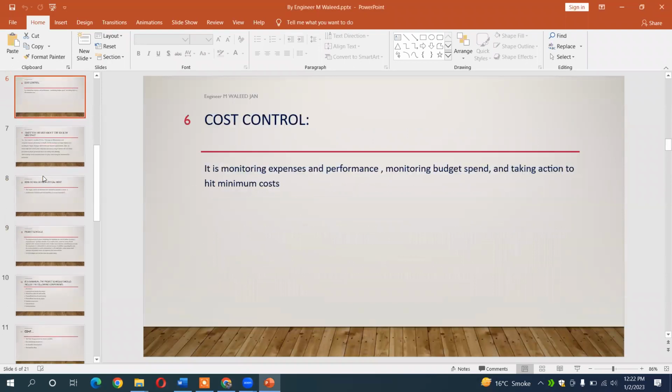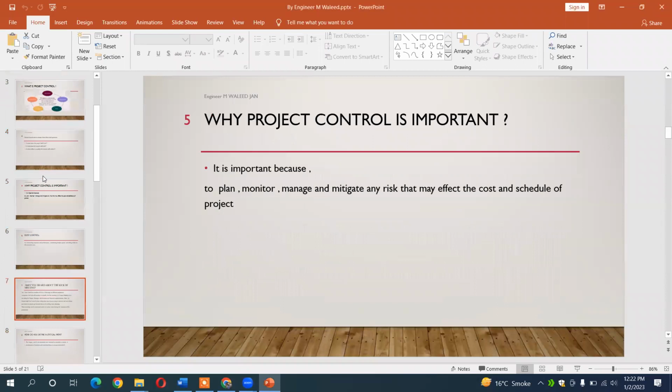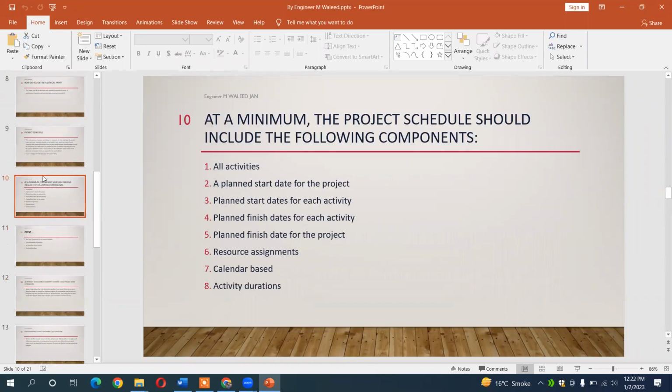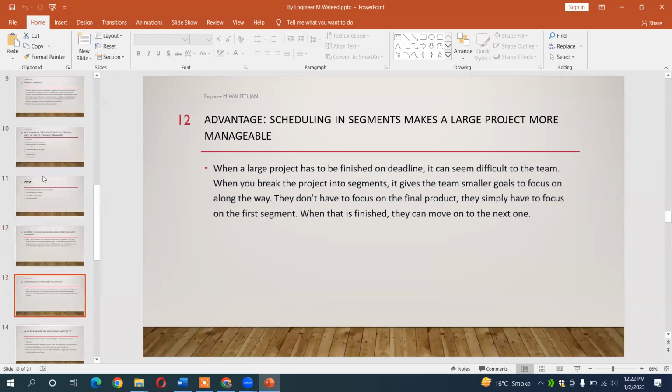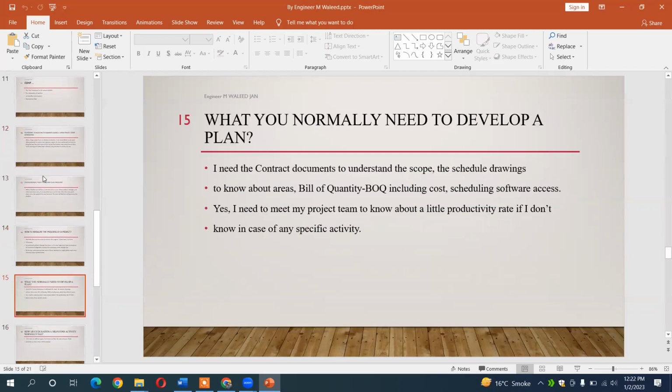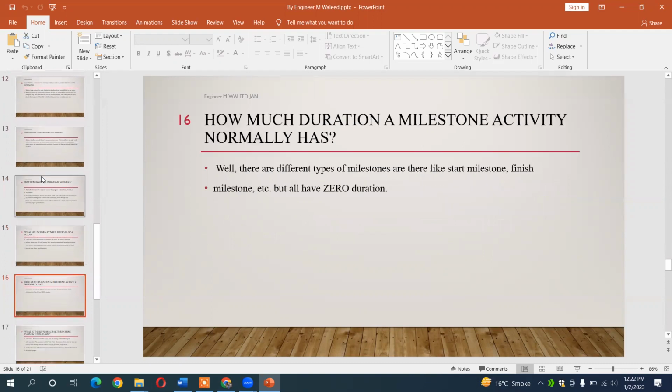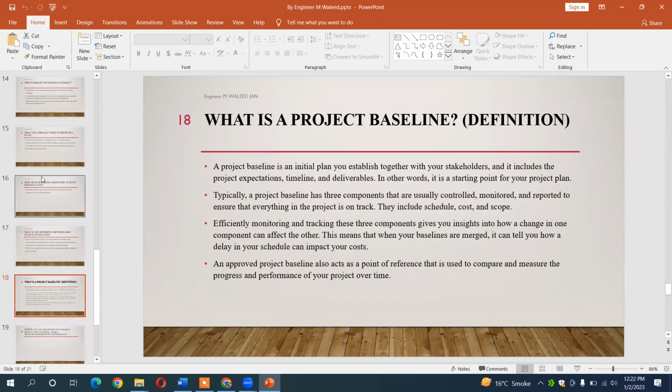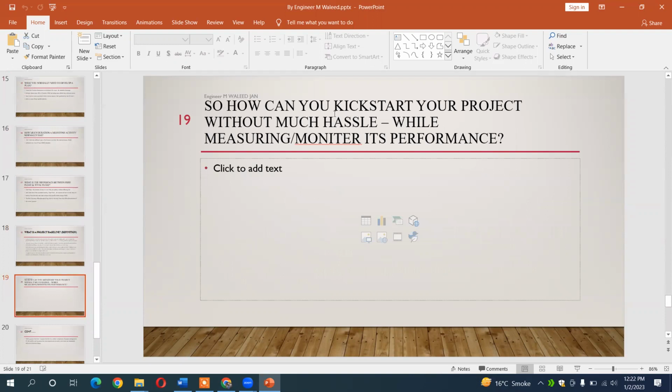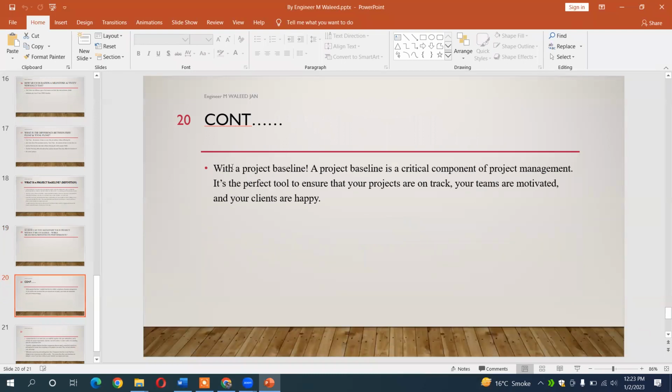Let me find one thing, cost control, that is normally hidden here. No, it is not here. What is your plan to develop, how many milestones? Yes, this one. So how can you kickstart your meeting without much hassle while measuring and monitoring its performance? It means that if you want to monitor your performance without much hassle, then what will you do? You again refer to the project baseline.